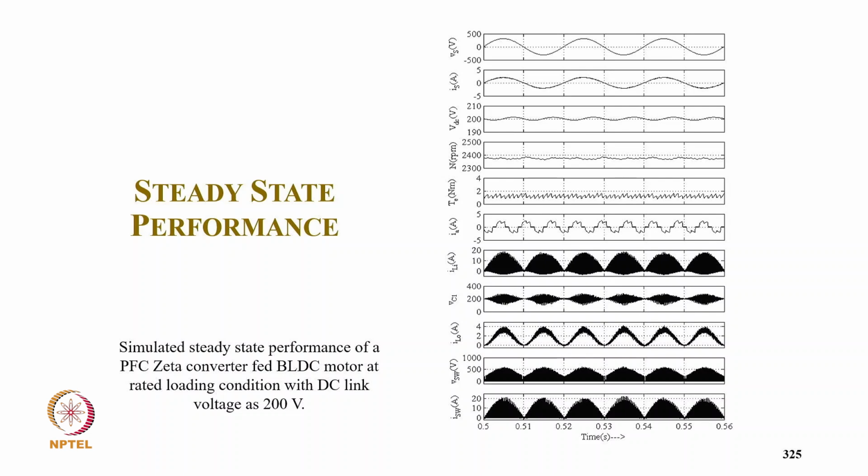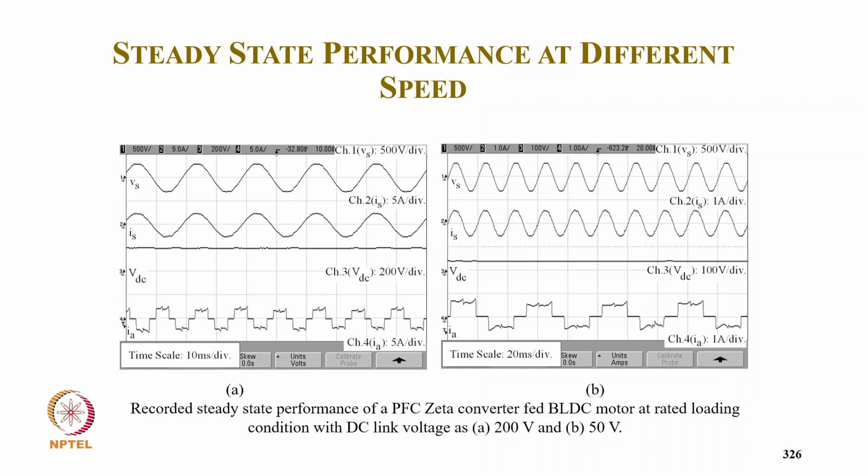These are the simulated results for the PFC Zeta converter. So you can see supply voltage, supply current in phase with supply voltage, almost sinusoidal with very low distortion, and DC link voltage. Then your speed, torque, and winding current. Then the input inductor current is discontinuous, capacitor voltage is continuous, and your output inductor current is continuous, and switch voltage and current. Verify the design.